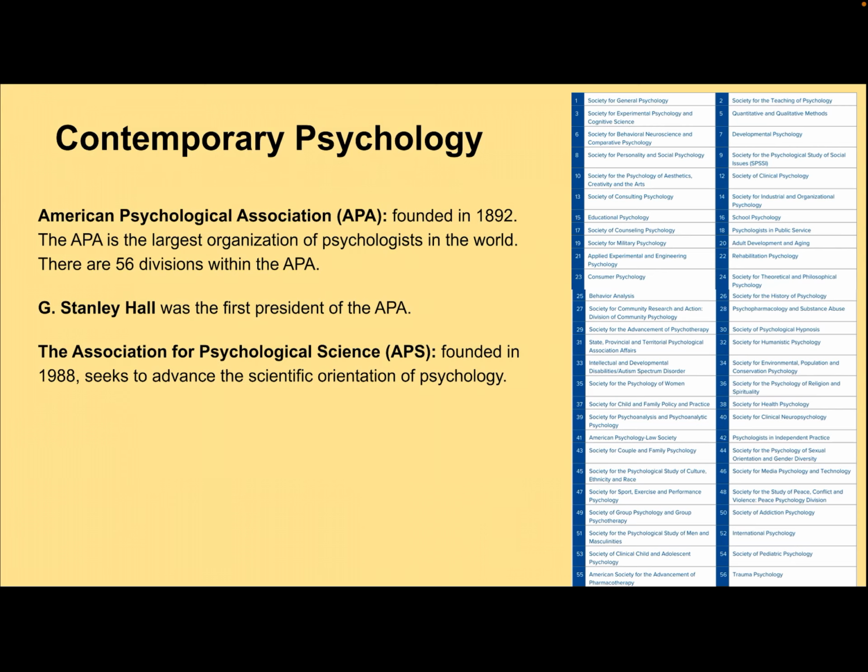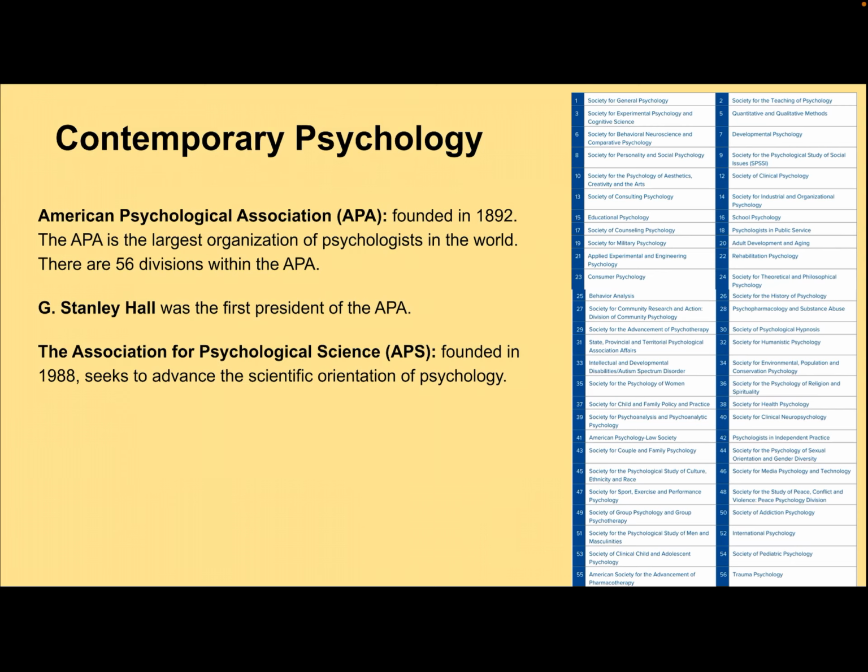It's the largest organization of psychologists in the world, although it only includes people from the United States. Only psychologists from the United States are members of the APA. And the APA has 56 different divisions, which you can see over here on the right-hand side. I just took a screenshot from their website. You do not need to learn these or memorize them or even understand them all.